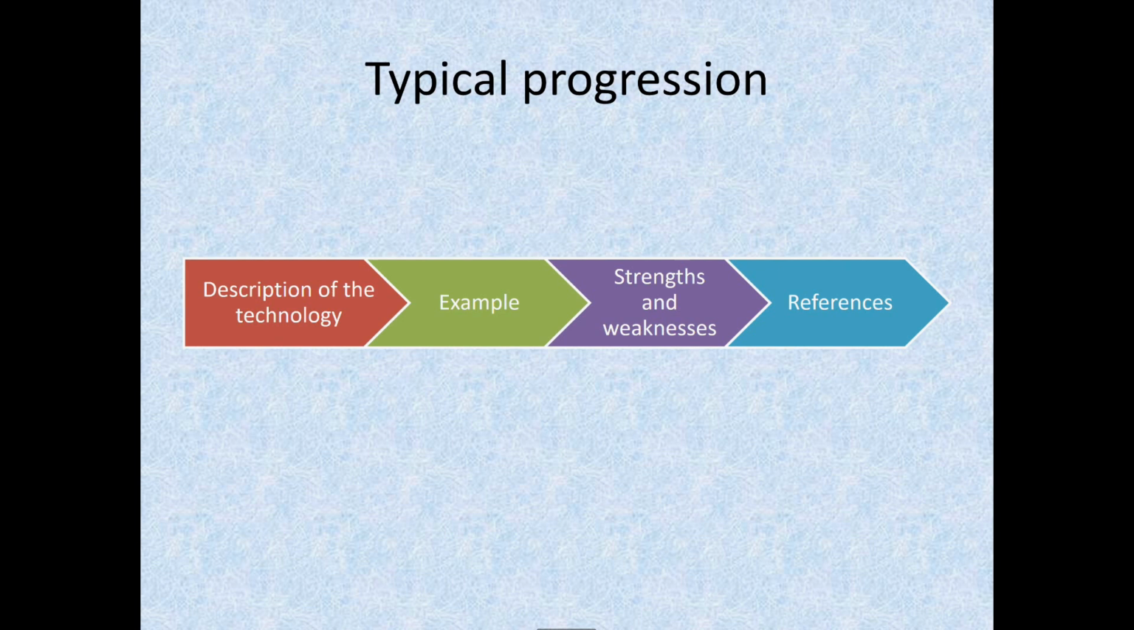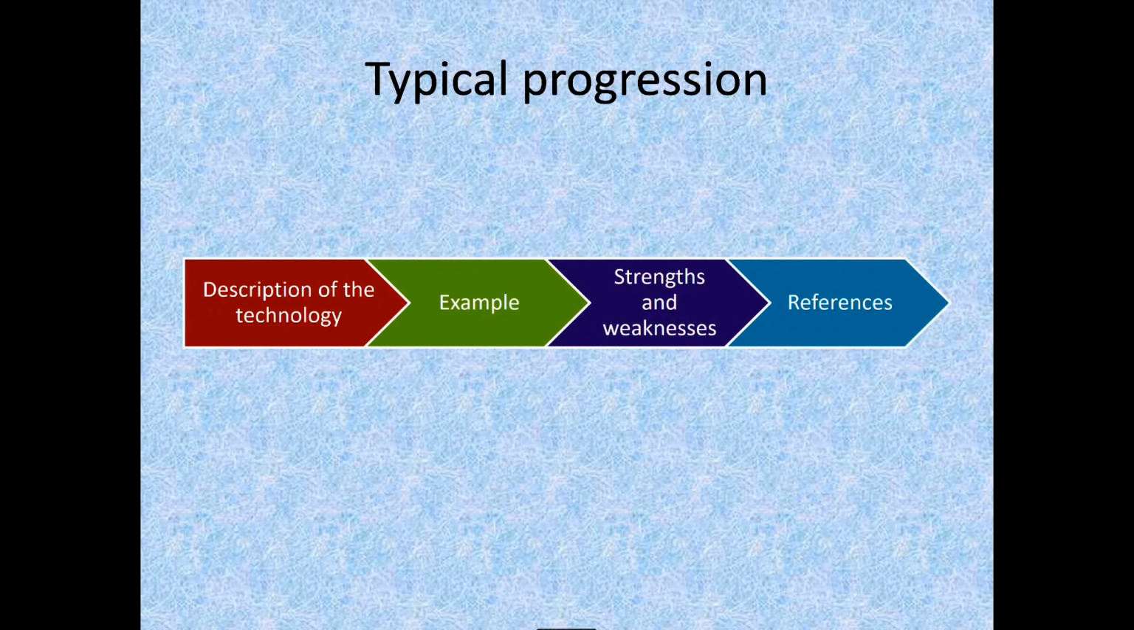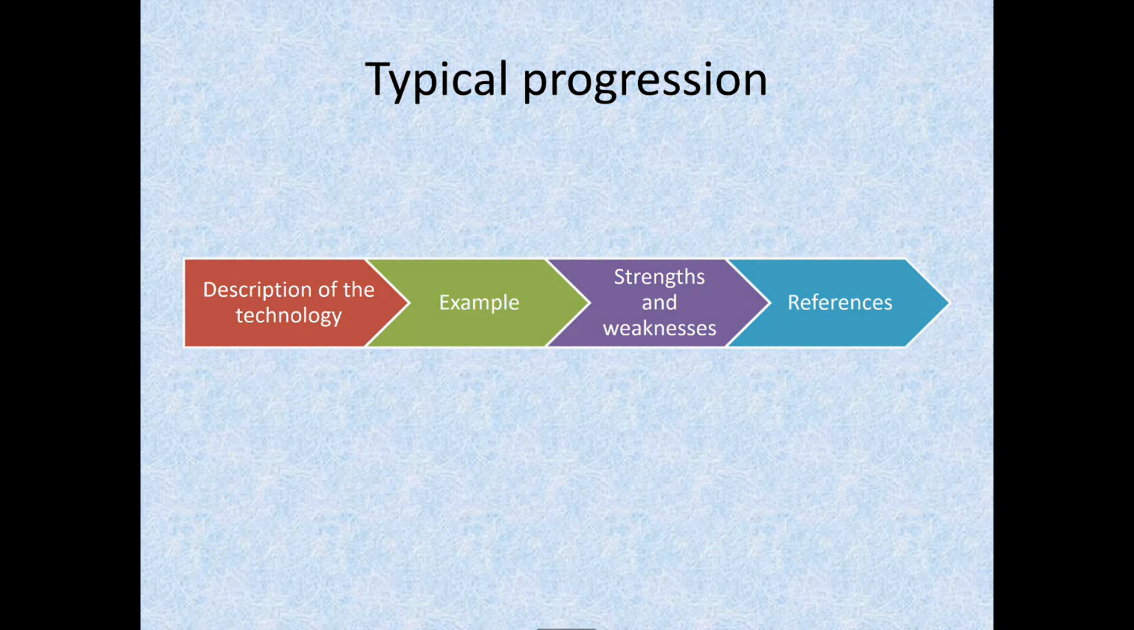The typical way to do this is to present them in a sequence. First you present the description, then the example, then the strengths and weaknesses, and then the references. Again, this is for those of you that are doing a timed format. If you're doing something like a website, for example, you can have a tab for each one of these different requirements.